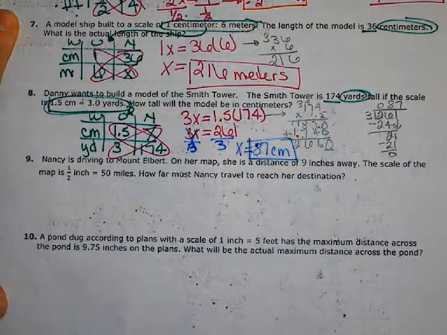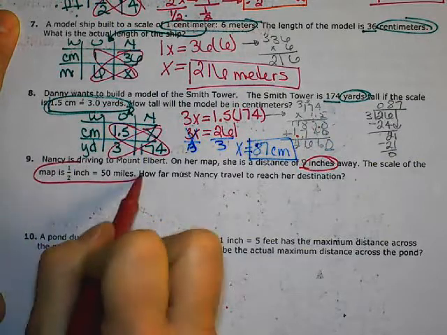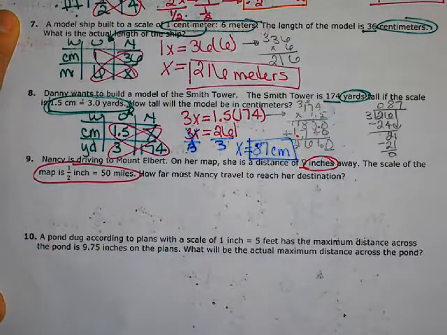Let's go through number 9. Nancy is driving to Mount Elbert. On her map, she is a distance of 9 inches away. The scale of the map is a half inch equals 50 miles. How far must Nancy travel to reach her destination?